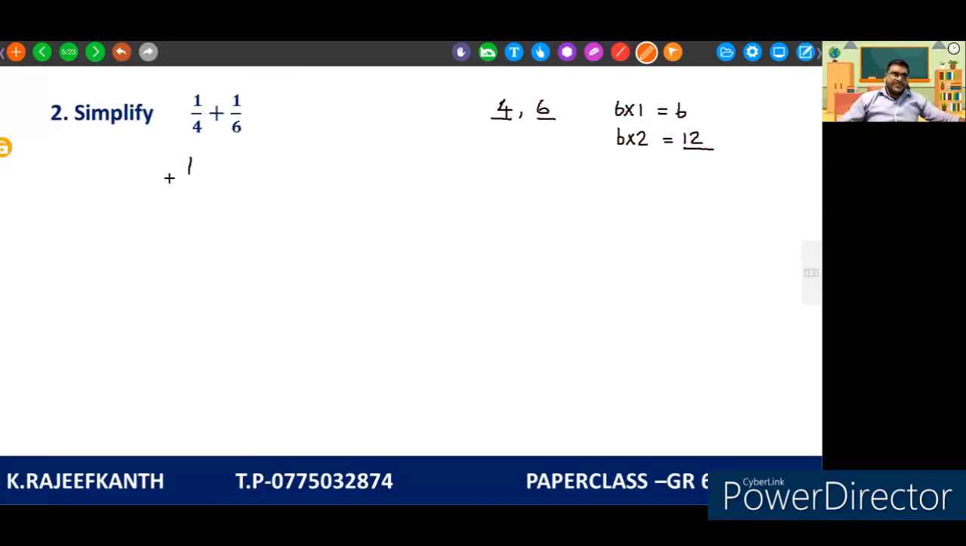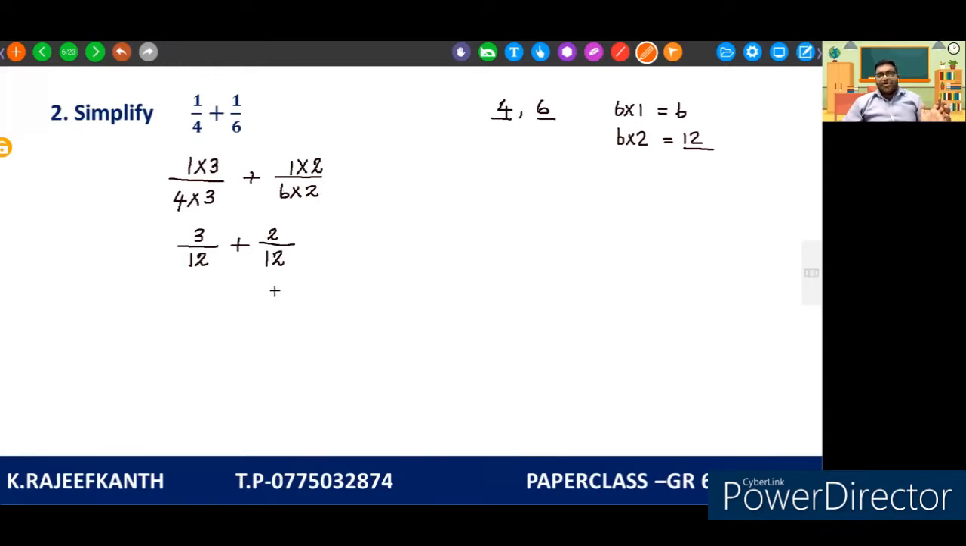So here the fraction is 1 over 4. Then we have to make this denominator 12. So here 4 is there, so we have to multiply both the numerator and the denominator by 3. Here 1 over 6, the denominator is 6. So if you want to get the denominator as 12, then we have to multiply both the numerator and the denominator by 2. Then 1 times 3 is equal to 3, 4 times 3 is equal to 12. Here 1 times 2 is equal to 2, 6 times 2 is equal to 12.